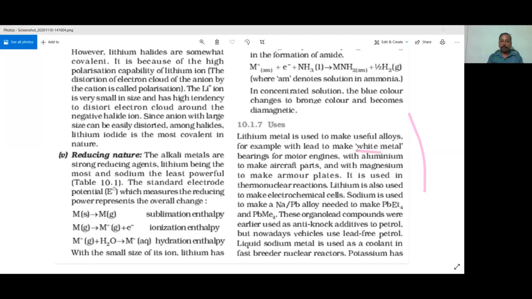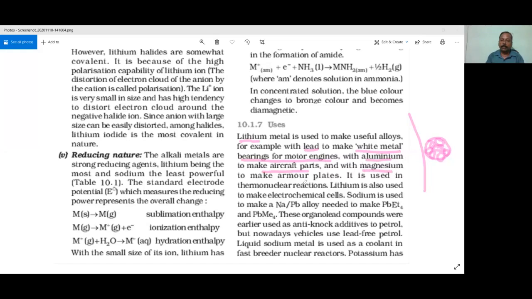Now, white metal is composed of lithium and lead, which is used for bearings of motor engines. When two things are in rotation, some balls are used between them, which are called ball bearings. Those bearings are made of lead and lithium. Next, lithium mixed with aluminium is used in aircraft parts, because aluminium is the lightest metal, and aircraft have to be light to float in the air.